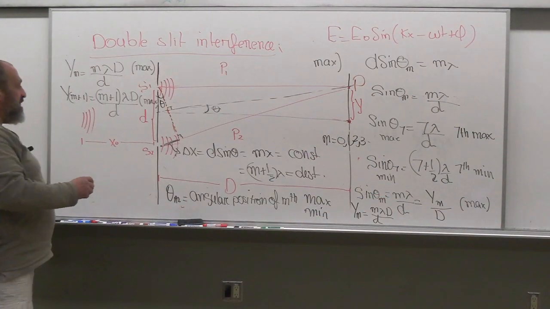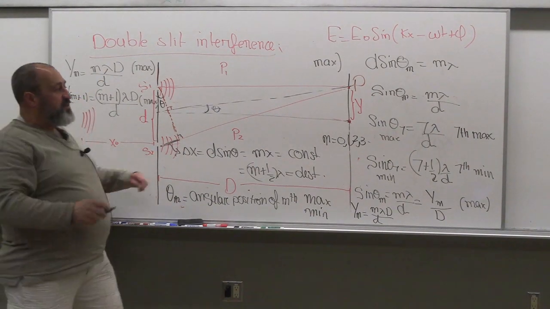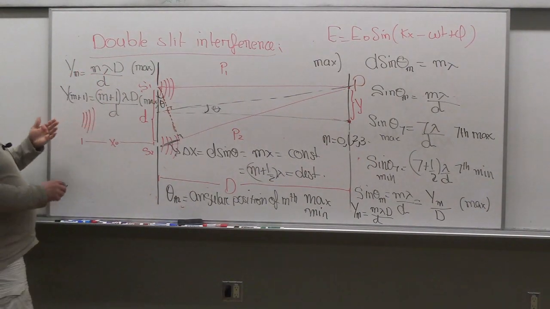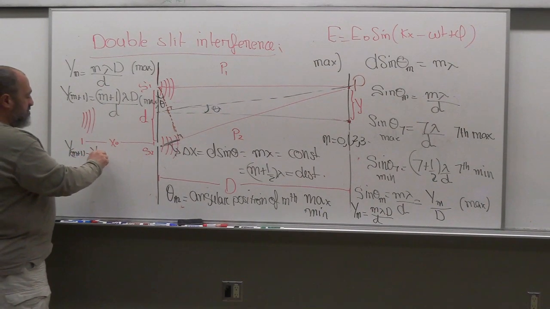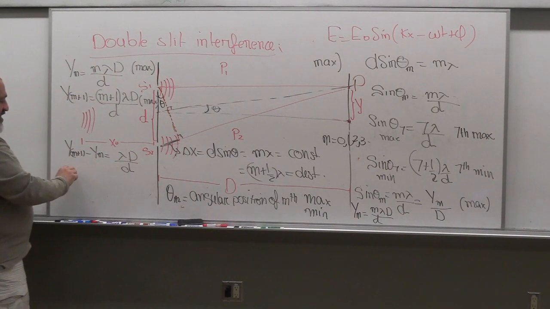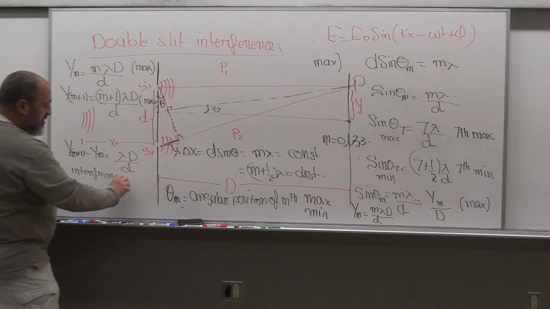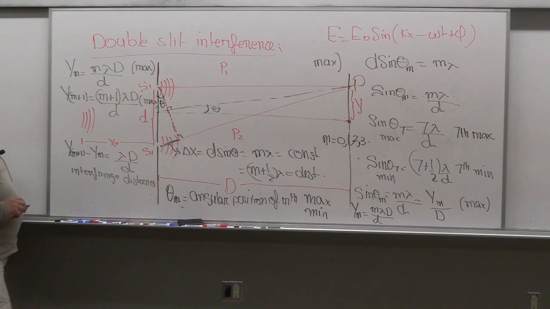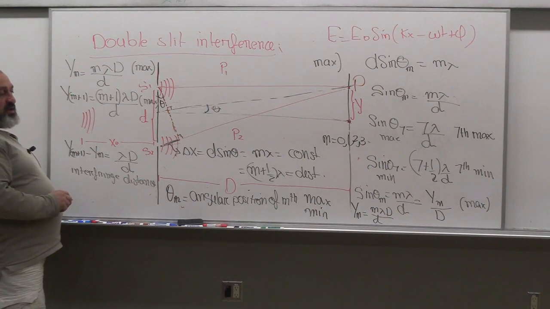So we have something interesting now, in that if we take the difference of y sub m plus 1 minus y sub m, that is called what? So y7 is here, y8 is there. Call this 7, call this 8, and you take the difference of these guys, y sub m plus 1 minus y sub m is equal to lambda D over d. This guy here is called the interfringe distance. And that's an important concept in interference, called the interfringe distance. You know, we are going to play games with it next.